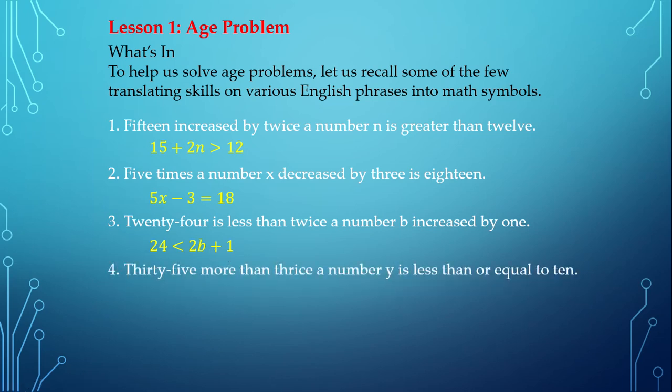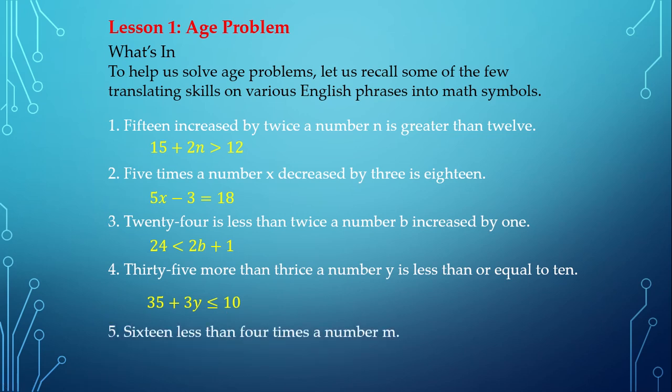Number 4, the statement: 35 more than thrice a number y is less than or equal to 10. What do you think will be your mathematical symbols? Let's check. 35 more than is plus, thrice a number y is 3y, is less than or equal to 10. Do you have the same answer?